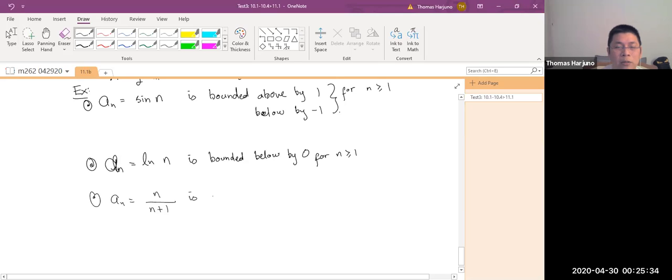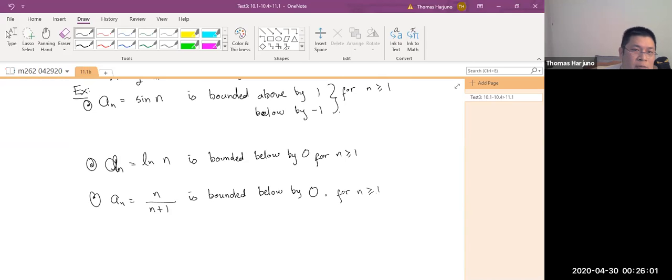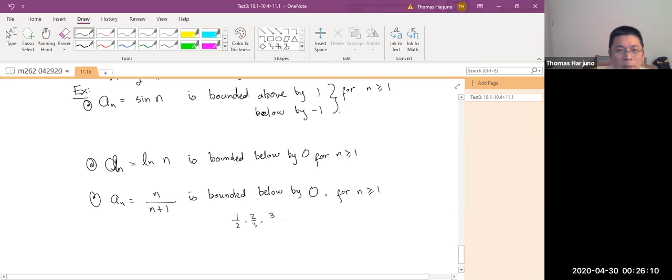Now, how about the one that I had earlier, a sub n equals n over n plus 1? I think this is bounded below by... It's always positive, right? So it's bounded below by 0. If you want to be even closer to the minimum, it's actually bounded below by 1/2. Whatever the n, the value must be greater or equal to 1/2. You see what I mean? You can try 1/2, 2/3, 3/4, 4/5, right? Okay, all of these numbers are actually greater or equals to 1/2.